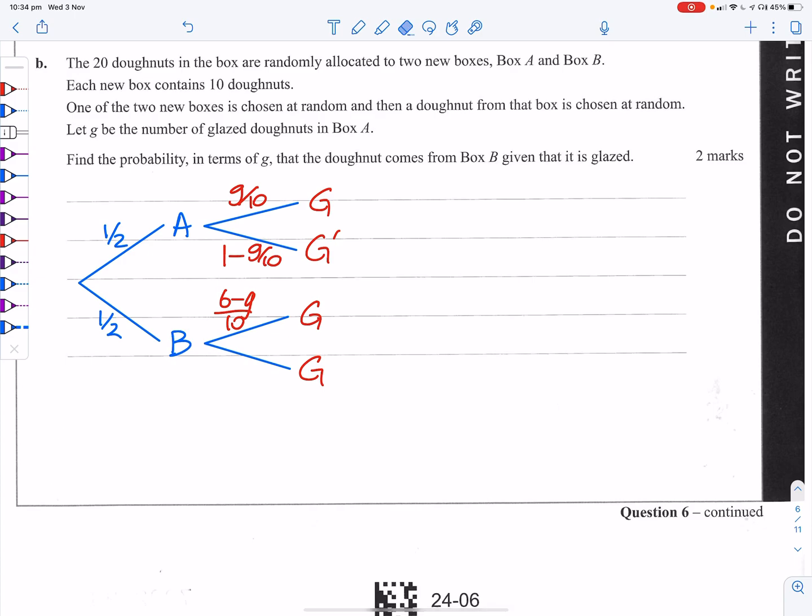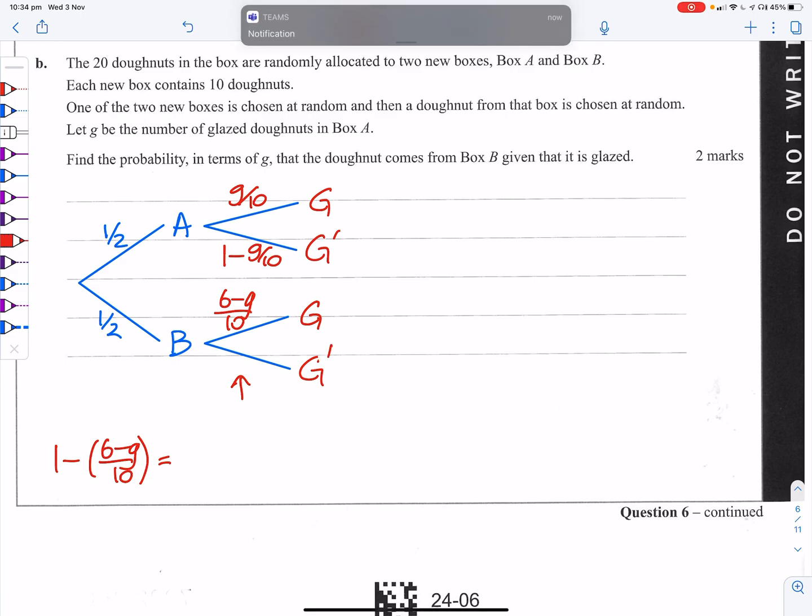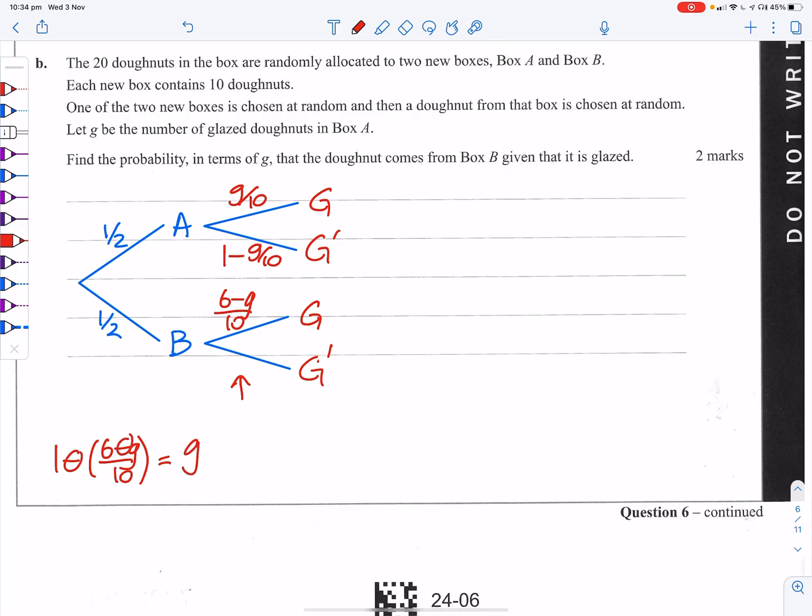And then 1 minus 6 minus G over 10 is going to give us how many of them are not glazed. So that's going to give me G. That's 10 over 10 minus 6 over 10, which is 4 out of 10. So we've got G plus 4 over 10.